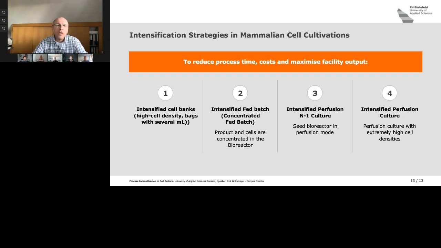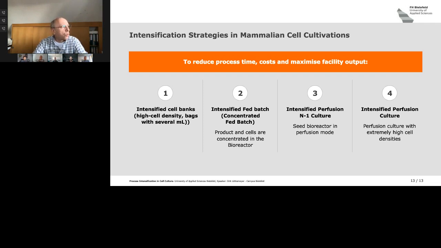Why? Of course, always to cut costs, to reduce process time, and to maximize the facility output to produce biologics. There are four intensification strategies.